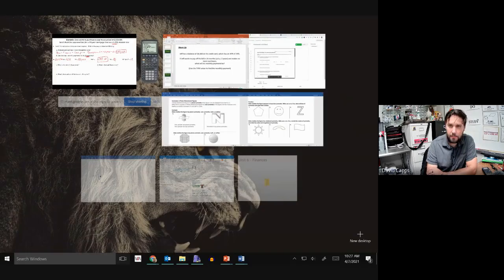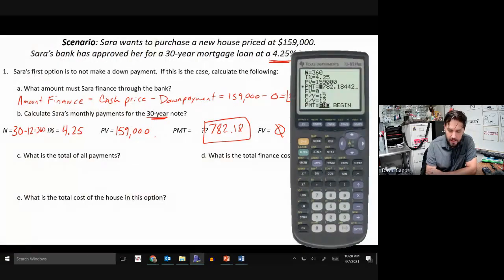There is her payment there, $782.18. Now, notice here it came out as a negative. Why is it a negative? Because you have to pay that money now. The $159,000 was a positive. The bank paid that for you, but you have to pay $782.18. Okay, so that's the first goal here.